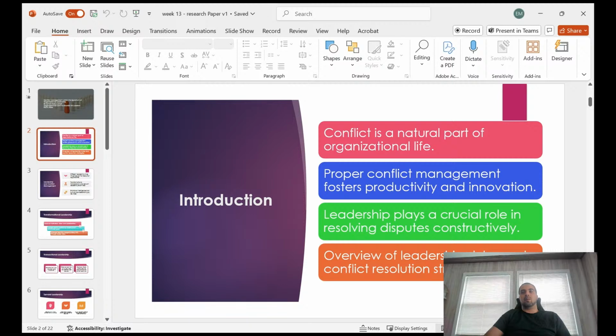So, conflict is often viewed as a negative thing, but it is a necessary part of growth in any organization. When managed correctly, it can drive innovation and strengthen teams. Leaders must approach conflict strategically, ensuring that their actions promote problem solving rather than division. Today, we will examine different leadership styles and their approaches to conflict resolution.